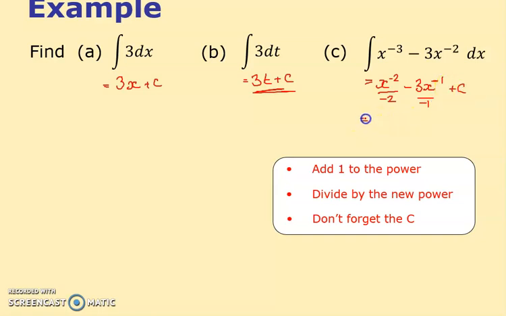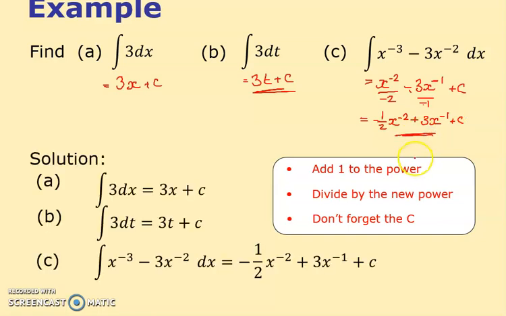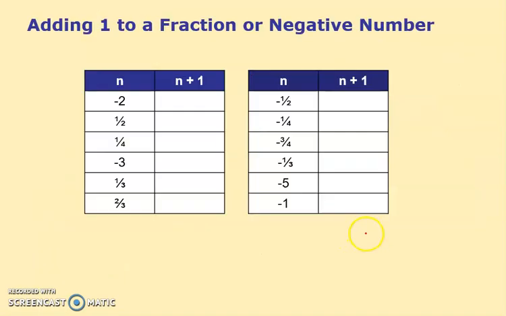And this actually simplifies to minus a half x to the minus 2 plus 3x to the minus 1 plus c. Now this can actually be tidied up even more. No, I've left it like that. But it can be tidied up a little bit more.